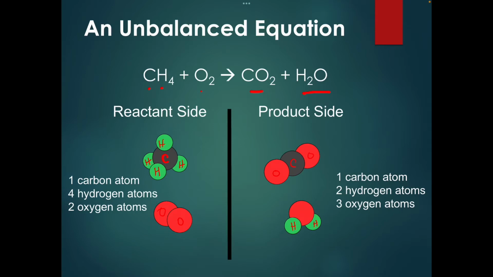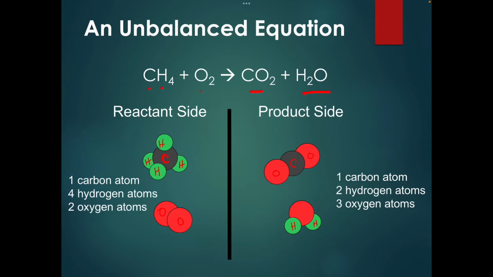So looking at this, we have the same number of carbon atoms on both sides, right? We have 1 carbon atom on both sides, but we have different amounts of hydrogens. On the left-hand side, we have 4 green hydrogens, and on the right-hand side, we only have 2. So at some point, we did some magic, and we made 2 hydrogen atoms just poof, disappear. Can't do that. That disobeys the law of conservation of matter.